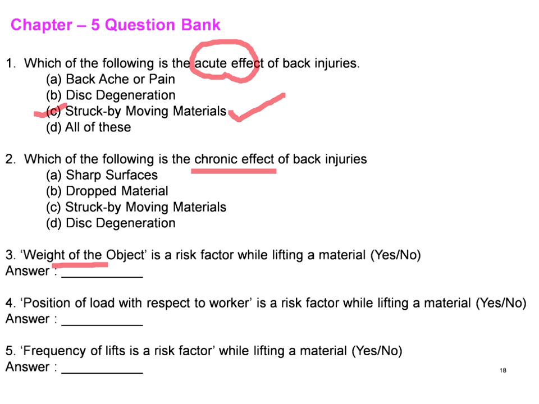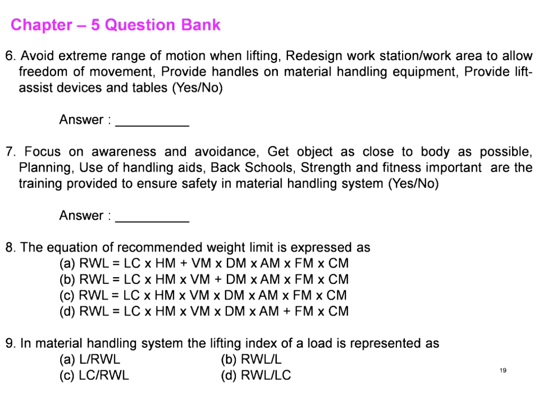Okay, so let us go back to the question. One more slide. Yeah, see C, struck by moving material. This is the correct answer. So like this, which of the following is chronic? Chronic means long-term effect. I use the technical words, biological words. I don't use short-term, long-term. I use acute, I use chronic, because as engineers or managers, you have to know what is acute, what is chronic. They are professional languages.